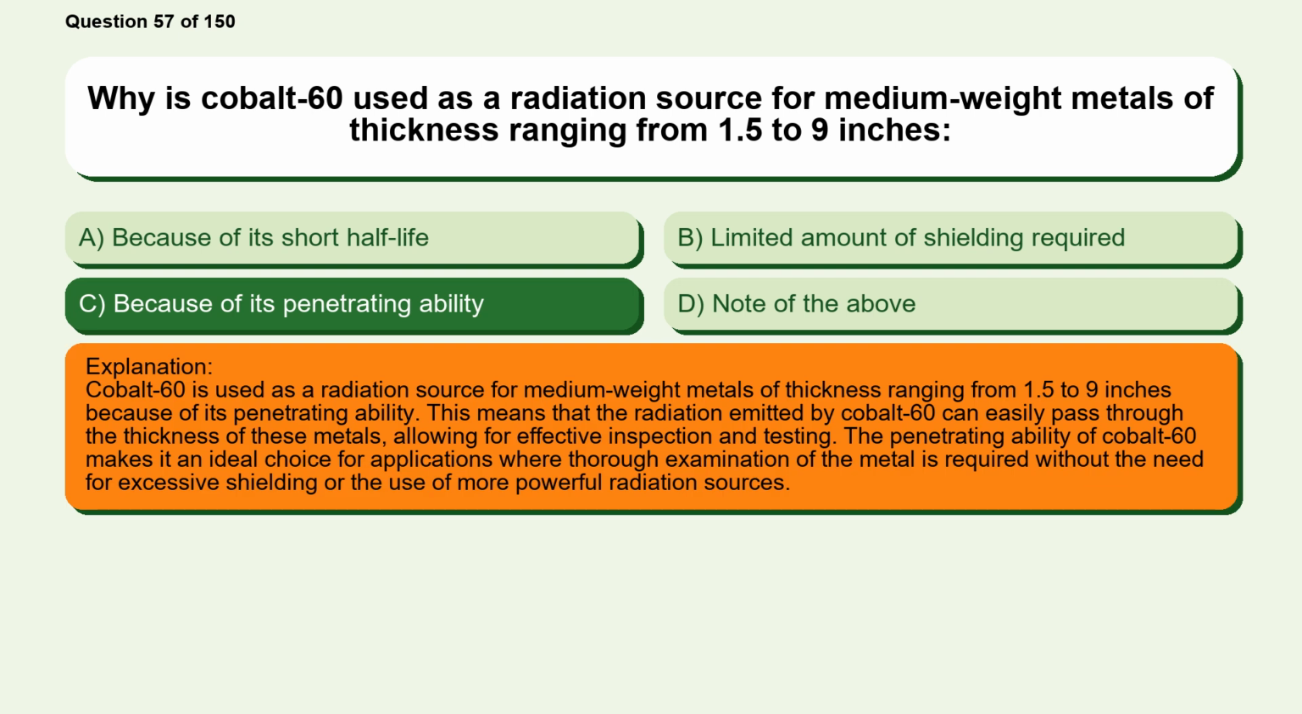Cobalt-60 is used as a radiation source for medium-weight metals of thickness ranging from 1.5 to 9 inches because of its penetrating ability. This means that the radiation emitted by cobalt-60 can easily pass through the thickness of these metals, allowing for effective inspection and testing. The penetrating ability of cobalt-60 makes it an ideal choice for applications where thorough examination of the metal is required without the need for excessive shielding or the use of more powerful radiation sources.